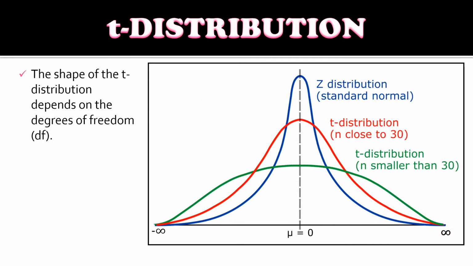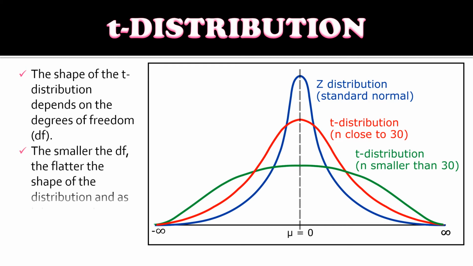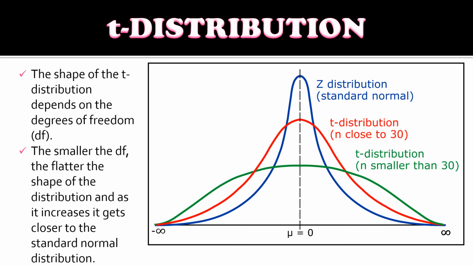The shape of the t-distribution depends on the degrees of freedom. So the smaller the degrees of freedom, the flatter the shape of the distribution, and as it increases, it gets closer to the standard normal distribution.